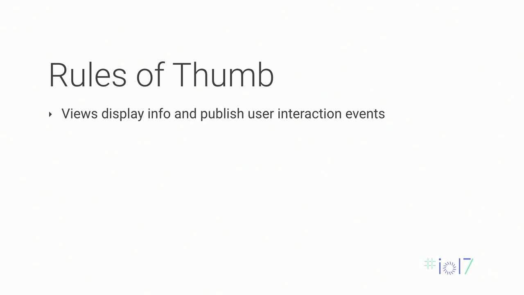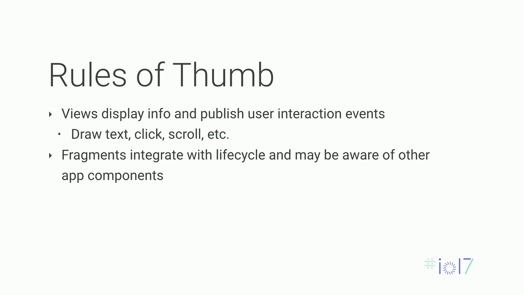So the rule of thumb for this is essentially as follows. Views should really only be responsible for displaying information and publishing direct user interaction events. These end up being very low-level events, like button was clicked, user scrolled something. These are responsible for drawing text and these other sorts of operations that are user interaction. Whereas fragments integrate with the surrounding lifecycle, and they may be aware of other app components. This is really what gives context to everything that you're doing in your UI.